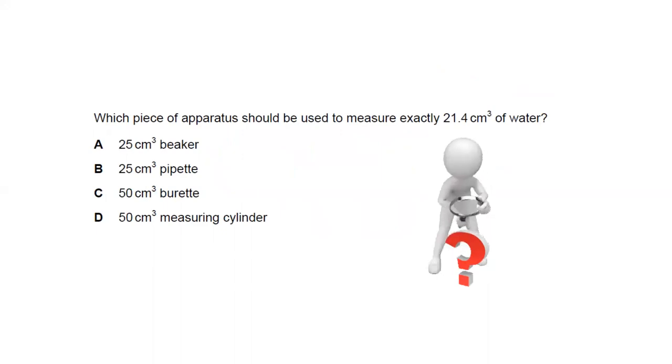Another question: which piece of apparatus should be used to measure exactly 21.4 cm cube of water? If you want to measure 21.4 cm cube of water, which one is the most appropriate apparatus? The 25 cm cube beaker means the maximum value which it can measure. A, B, C or D? A beaker is not accurate to 0.1 cm cube. A beaker is not accurate apparatus. 21.4 means we want to measure it accurately.